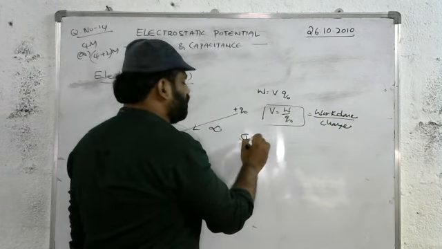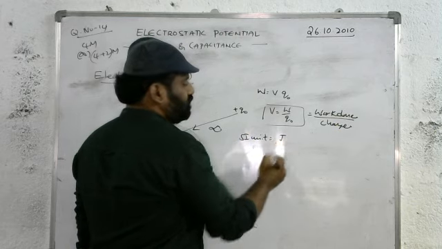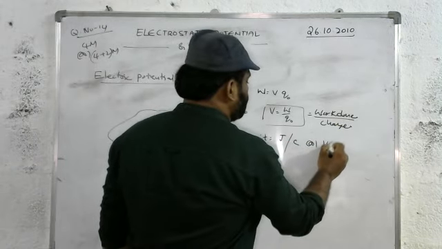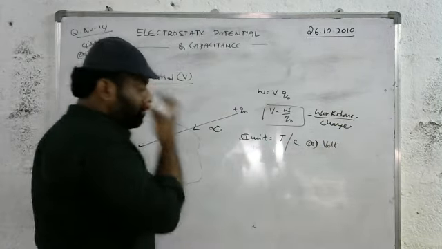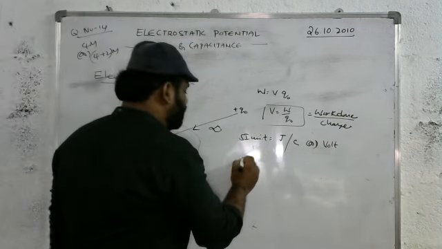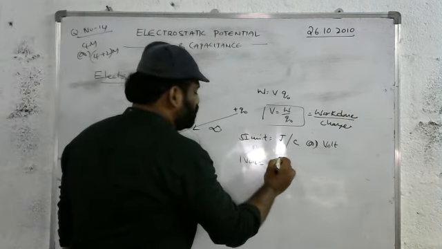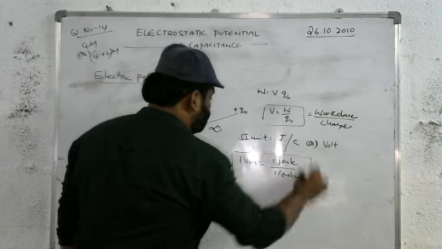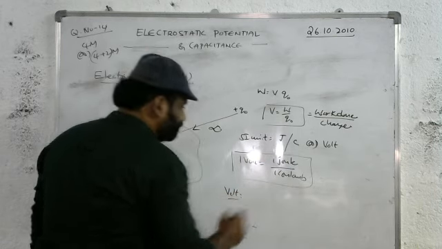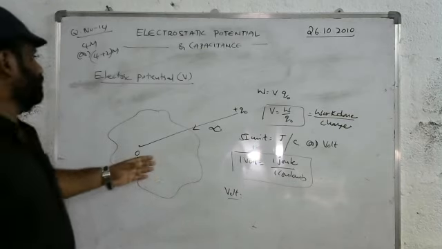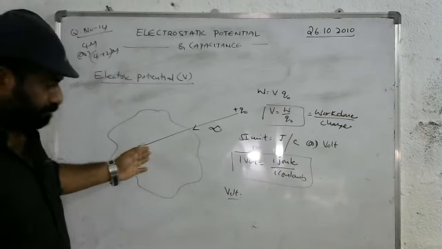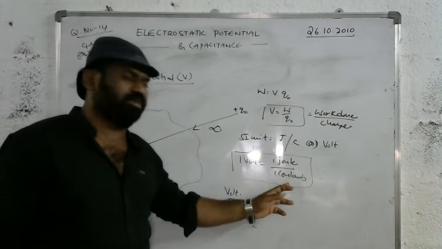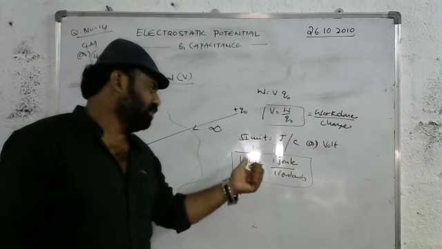The SI unit for the electric potential is joule per coulomb, which is also said to be volt. So what is a volt? 1 volt is equal to 1 joule per 1 coulomb. How can we define a volt? If 1 joule of work is done to move 1 coulomb of charge from infinity to a point, the potential is said to be 1 volt.